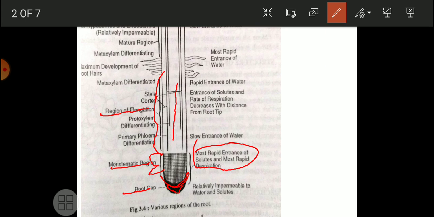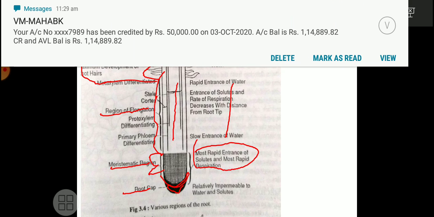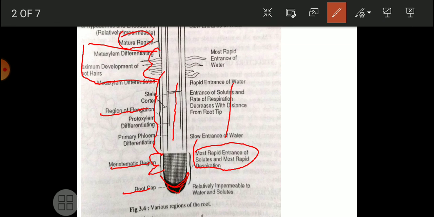Above the region of elongation, next to that one, we will be able to find one of the most important regions, where we can find the root hairs. This is the root hair region. This root hair producing or developing region is present between the region of elongation and the mature region, isn't it? Here we will be able to see many root hairs developed and the most rapid entrance of water.